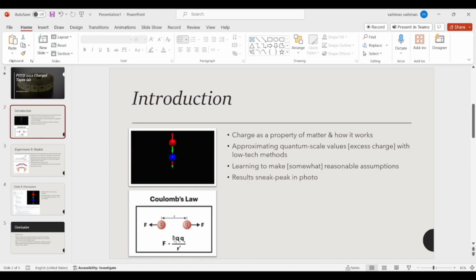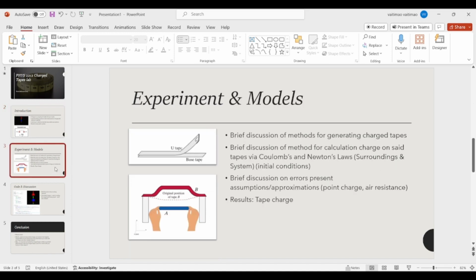As you can see here, we know K, we know F, we know R. These Q's are roughly equal because we're making the assumption that both tapes have the same excess charge value. We solve for Q, and that's what the final result of this lab actually is. In my case, I got a magnitude of excess charge of 1.867 times 10 to the negative 8 coulombs.